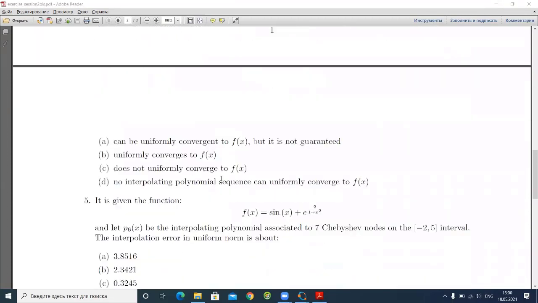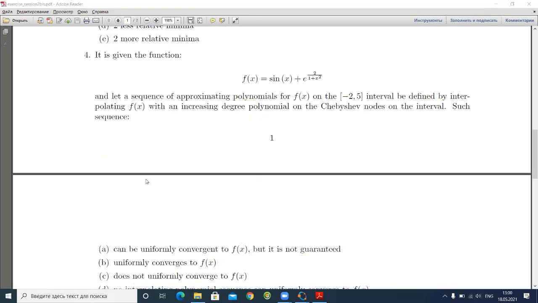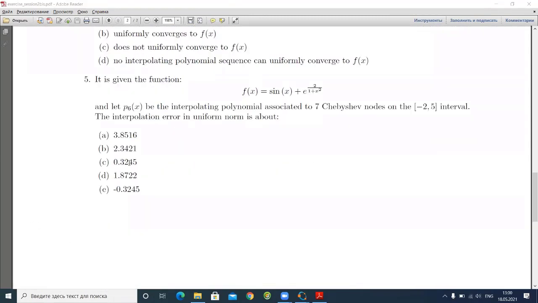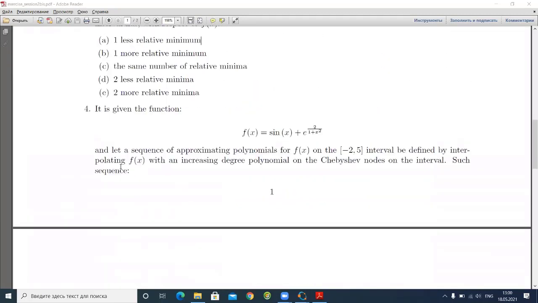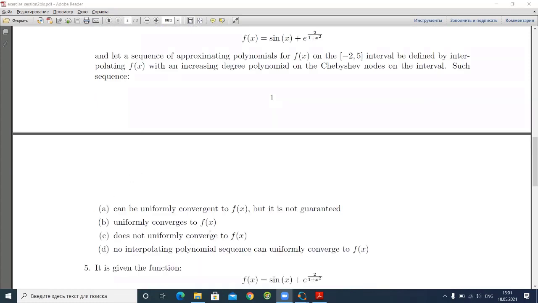Okay, now let's continue. We have time now, so we have two more examples, four and five. Here it is given this function f of x, and let the sequence of approximating polynomials for f of x on the interval minus two and five be defined by interpolating f of x. We need to find the correct answer here.